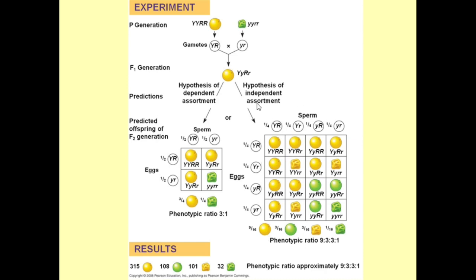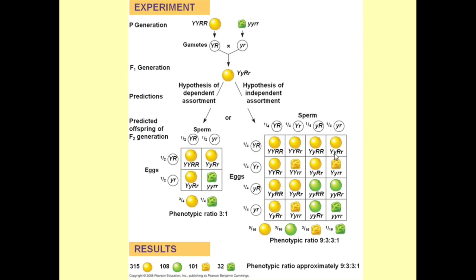So we put one parent and all of the allele combinations down the side. So here's our big Y, big R. Next is our big Y, little R. Next is our little Y, big R. And then little Y, little R down there. So these are all four of our possible allele combinations from that parent. And then we just put the other parent across the top in the same way.